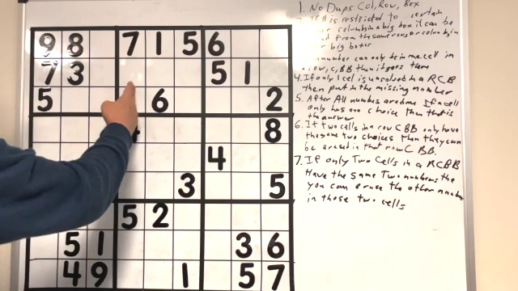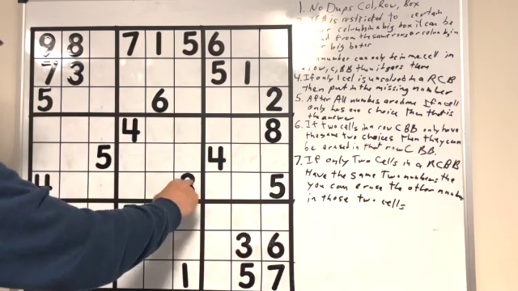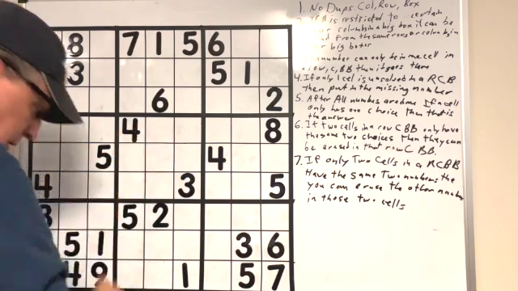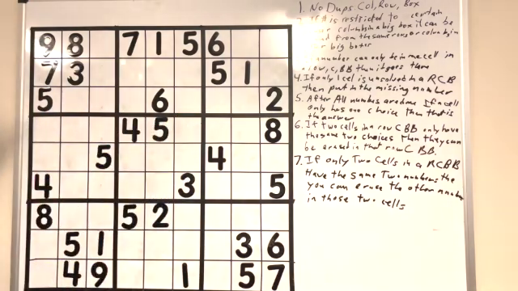5 cannot be on the left, it cannot be on the right, it cannot be on the bottom, and it cannot be in the middle. That just leaves the top middle. Nice. Wow, we solved all the 5s this way. Very cool. Okay, on to 6s now.